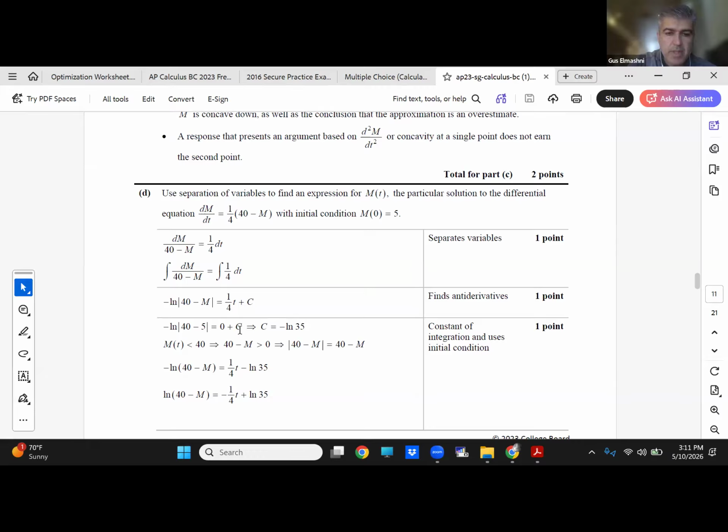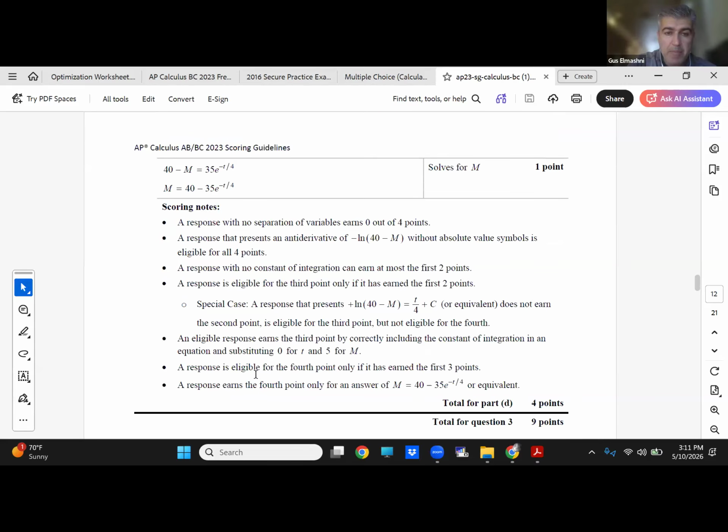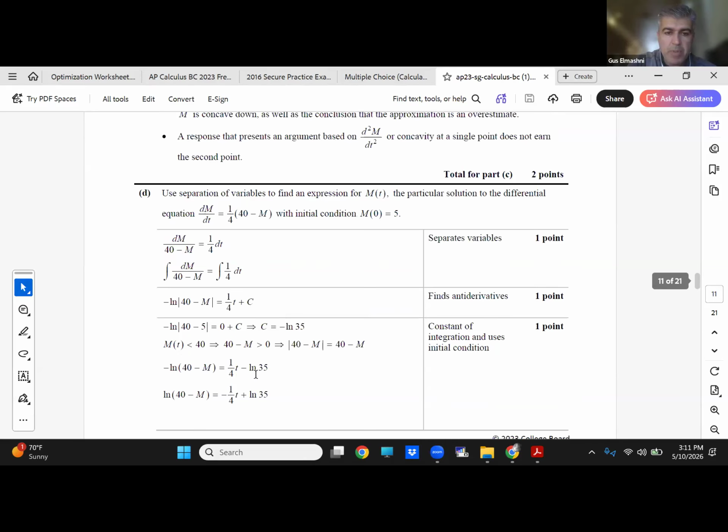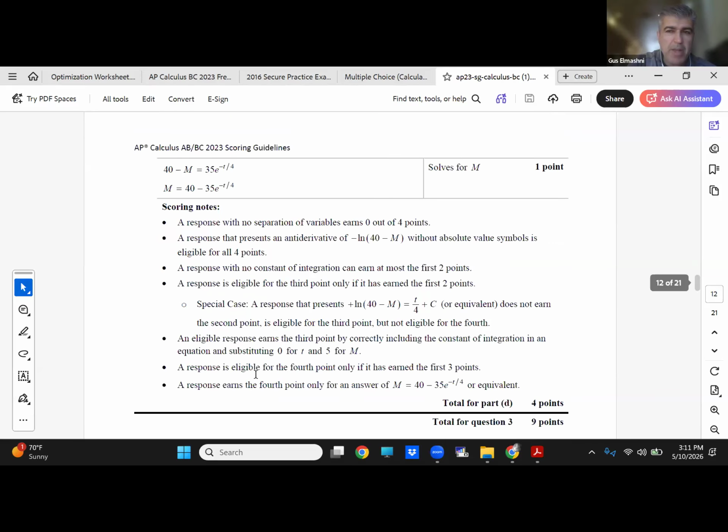Cool. And then putting it all together, but then actually isolating M. And just because it's absolute value, you do have to put plus or minus on the other side, and then check to see whether you got to keep it positive or negative. If you plug in 0 for T and 5 for M, you want the positive counterpart, not the negative one. So we're gonna go with that, and yeah, you got it.